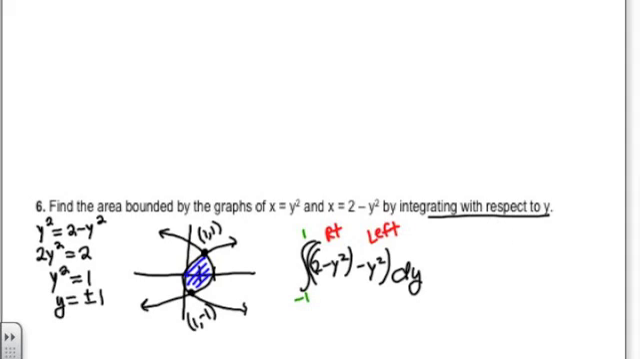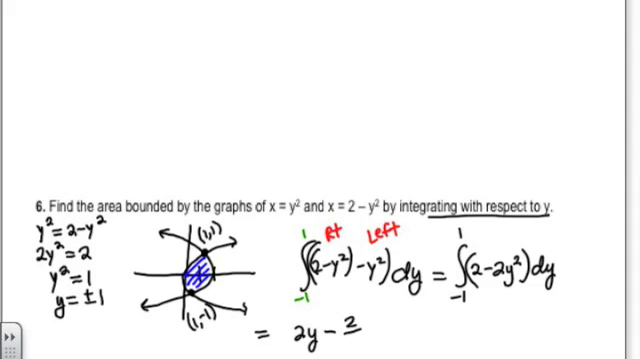All right, so now let's integrate. So I'm going to simplify first. So I have 2 minus y squared, so it's going to be 2 minus 2y squared dy, going from negative 1 to 1. So it's going to be 2y minus 2/3 y cubed, going from negative 1 to 1.